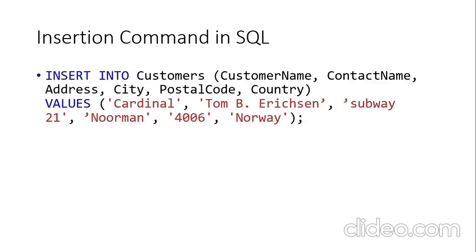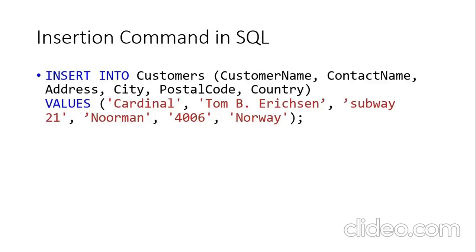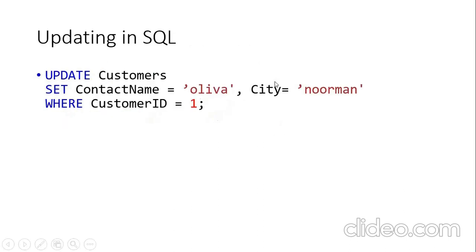The value insertion command is insert into table name. Here we already have the person table, but now we have a table named customer. This table has six columns: customer name, contact name, address, city, postal code, and country. In these six columns we are going to insert the rows. Whatever values we include after the values keyword are inserted inside these columns.